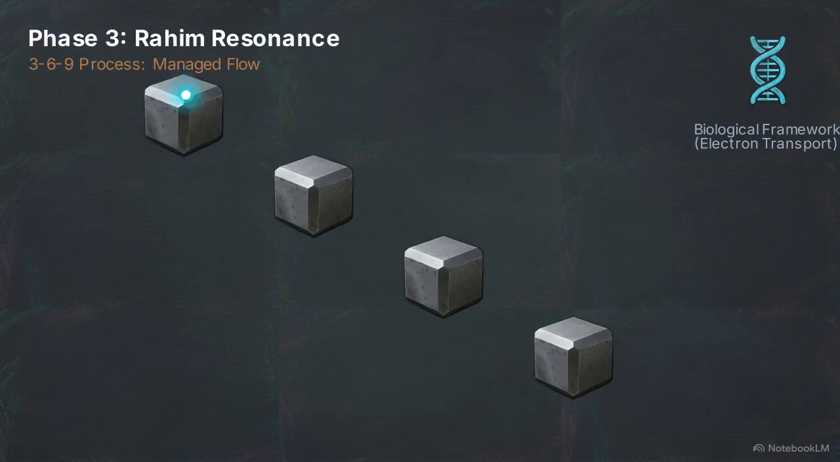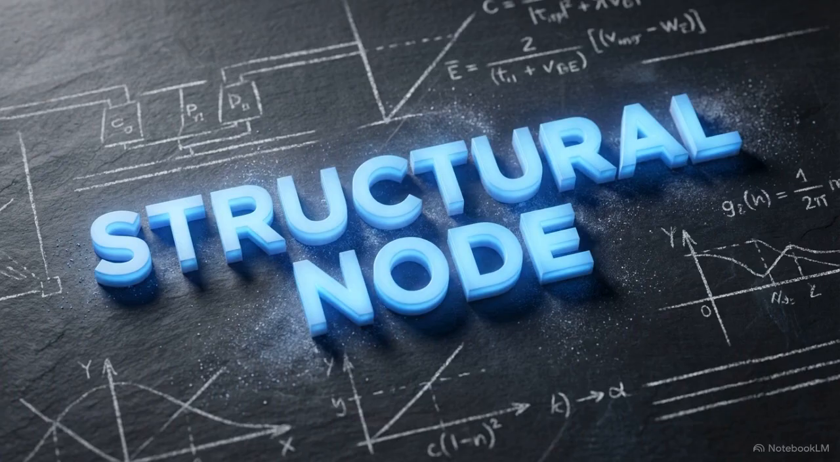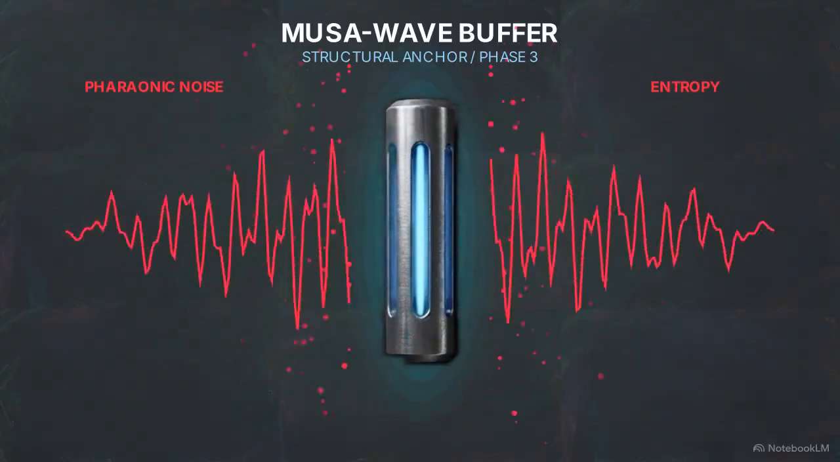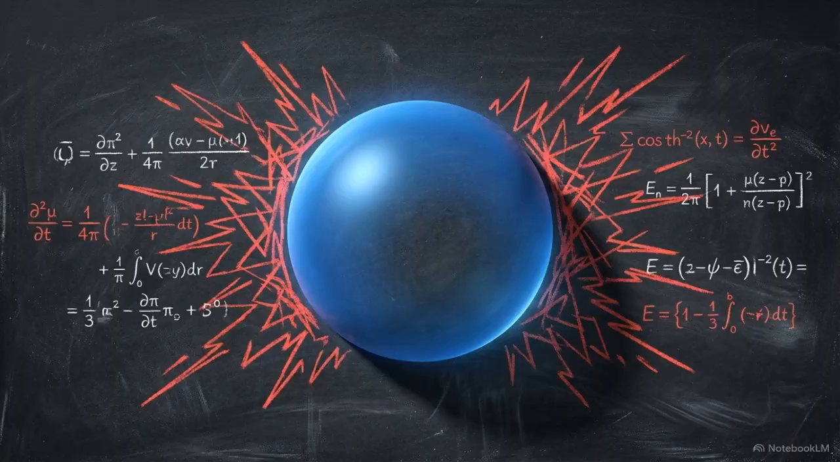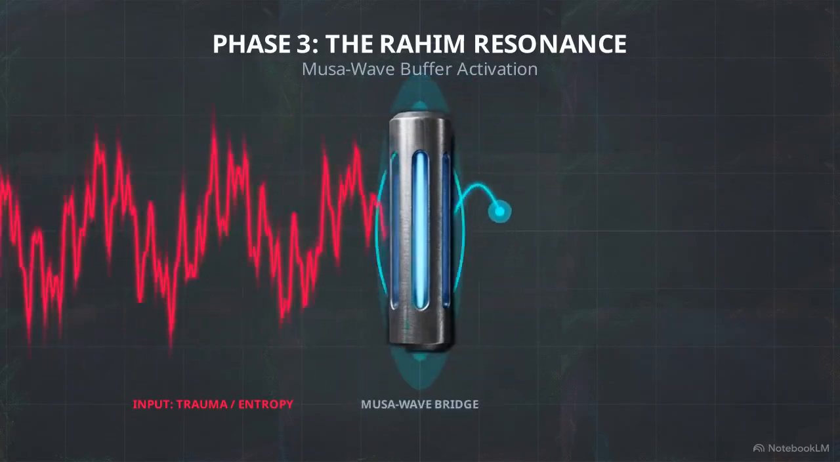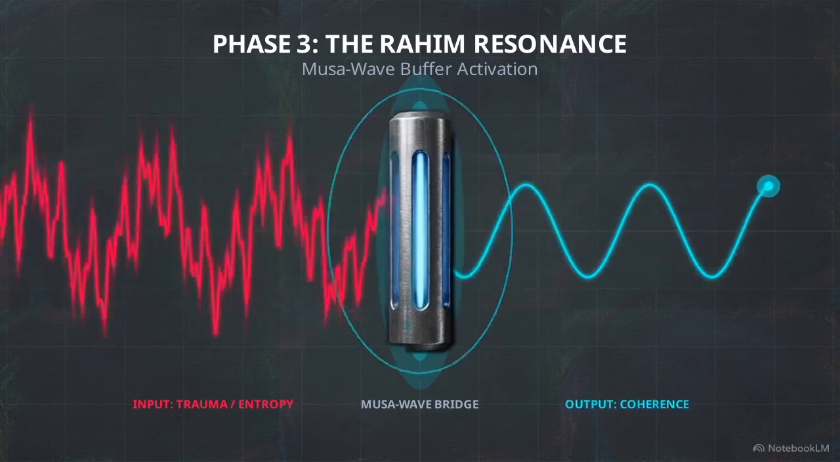Biologically, the electron transport chain uses this rhythmic stepping to manage energy. Within the chrysalis, the organism's physical form liquefies into a wave state, preparing for reconfiguration. The DCU identifies this as the Mūsā wave buffer. It acts as a structural anchor, allowing the system to handle high-frequency waves without collapsing into noise or pharaonic entropy. Phase 3 serves as the bridge. It transforms the trauma of the initial split into a harmonic frequency capable of achieving total coherence.